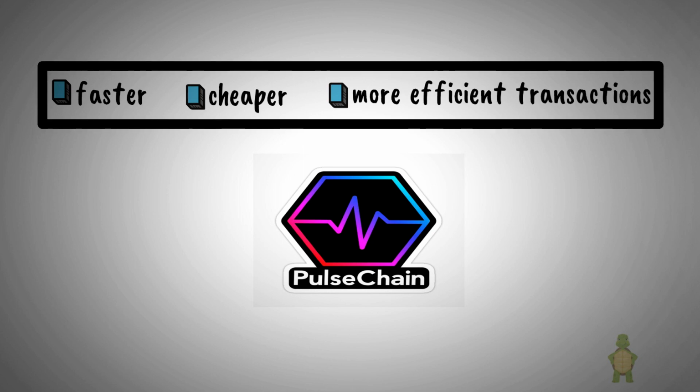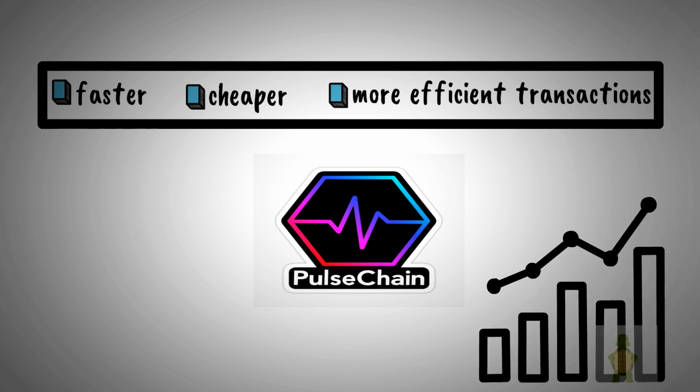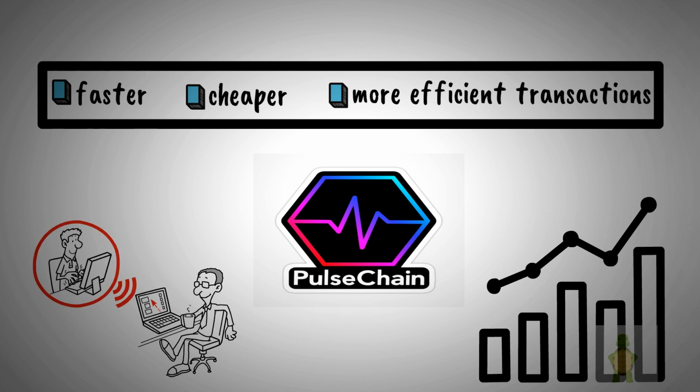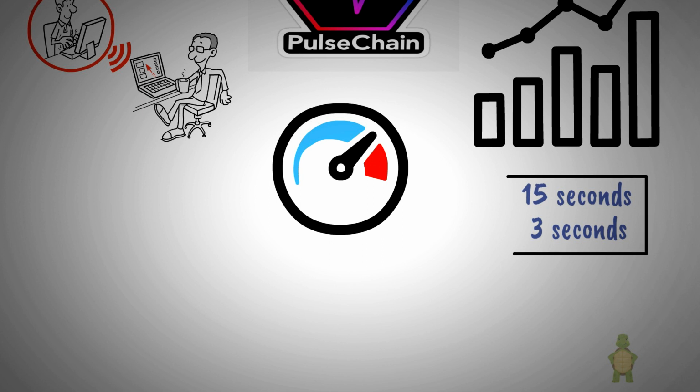Ethereum gas fees can spike dramatically during periods of network congestion. When this occurs, transactions take longer to finalize, and the entire network slows down. PulseChain solves this by enhancing Ethereum's speed and efficiency. Ethereum has a block time of 15 seconds. However, PulseChain has a block time of 3 seconds, making it much faster and more scalable.